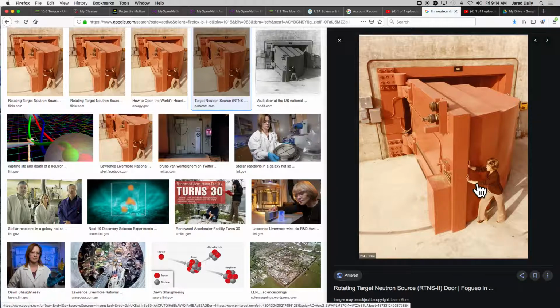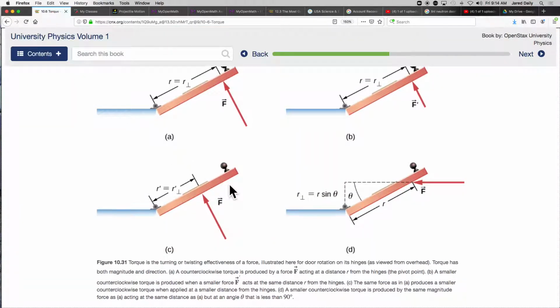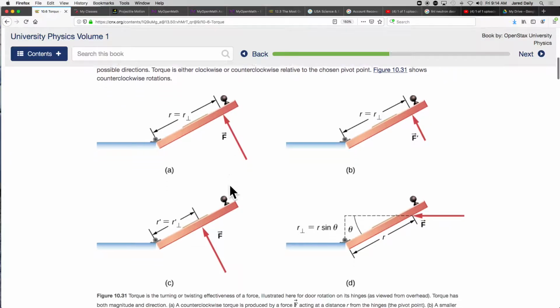You can apply enough force on it to create the torque necessary to open it. And that has to do with that distance. This distance here, I think this is, I don't know, like 20 feet or something like that. But so what else matters when you're trying to open a door?